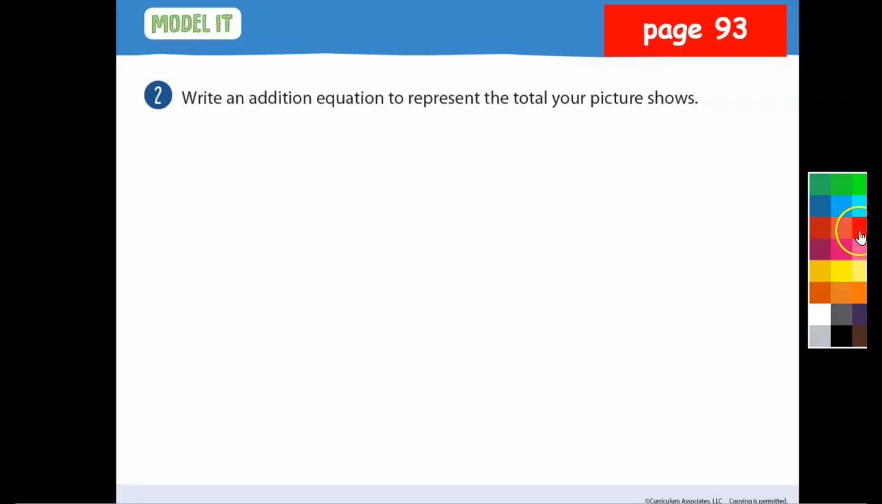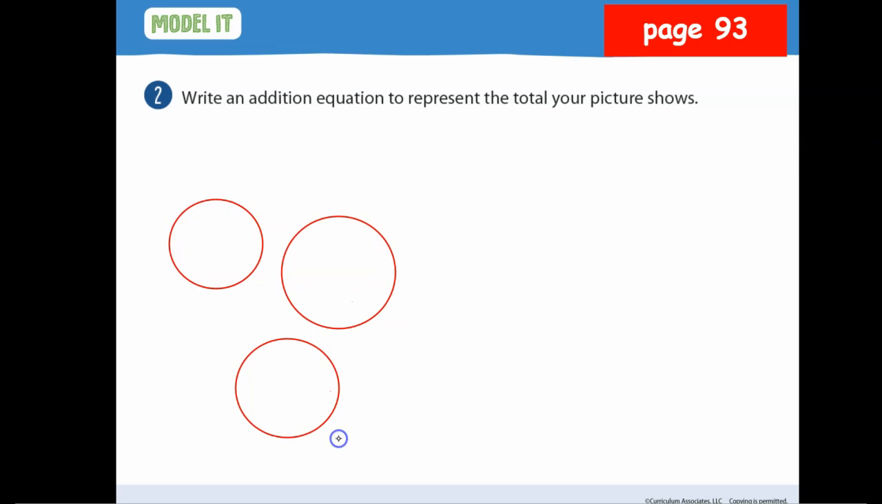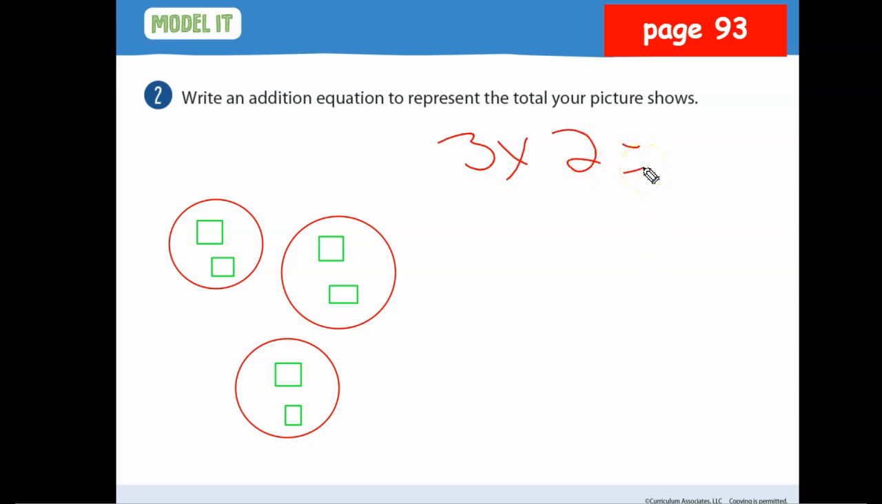All right, so in the previous problem, we had 3 groups, right? And how many balloons in each one? 2. So I'm still on page 93. And I told you guys that the multiplication sentence was how many groups we have? 3 times how many in each group? 2. So 3 times 2 is, what's the total?